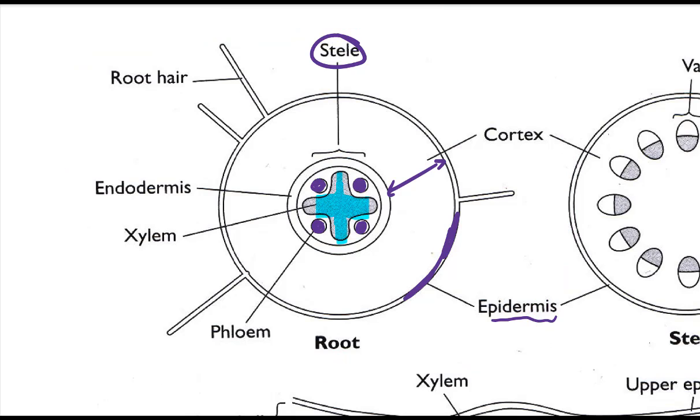Now that means that this area outside the root is the soil. So if this is the soil out here, for water and ions to move in, they have to basically enter the root hairs, travel through the epidermis, through the cortex, through the endodermis, and if it's water, it has to travel into there, into the xylem, which we're going to look at later on.